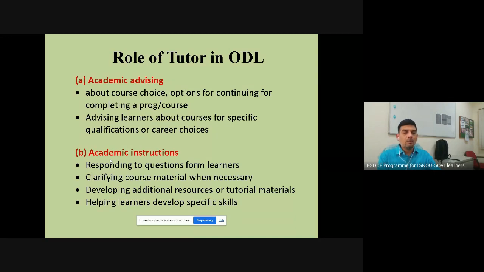Okay, then about a course choice after completion, these are the things which we are talking about, the academic tutoring. Or after knowing the particular requirements of the learners, suggesting them the appropriate course or program also. Then that is called, see, this is academic advising.